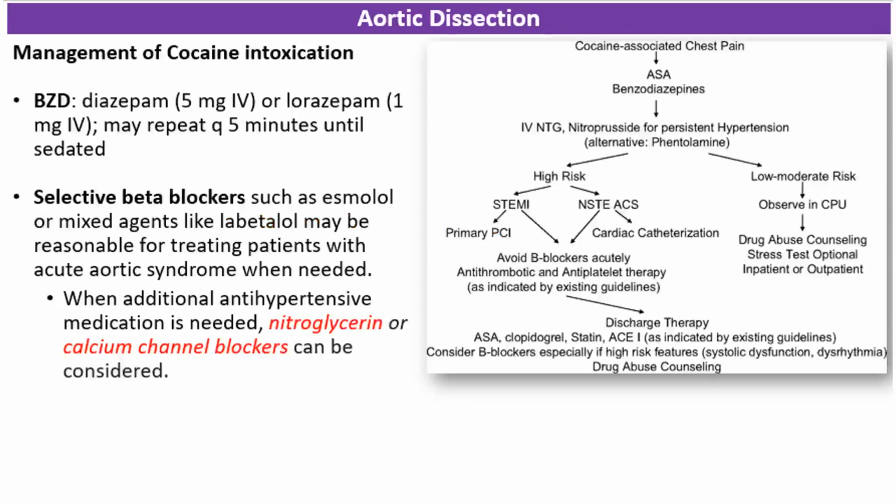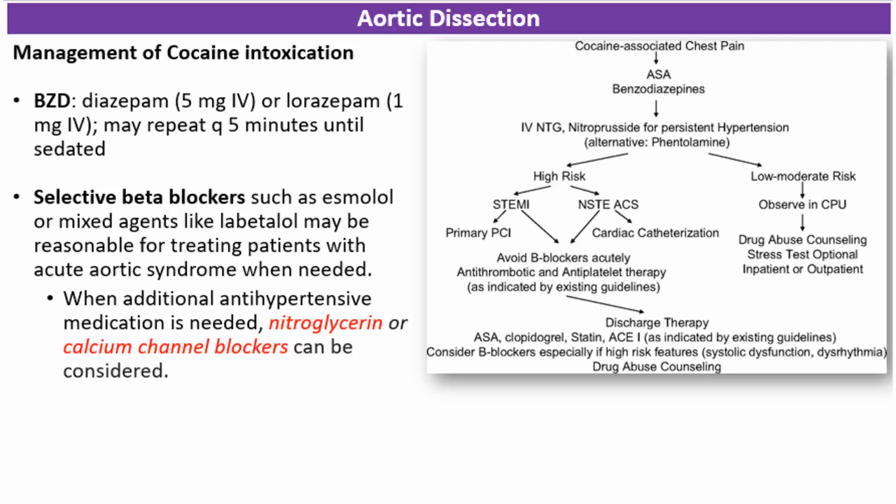Cocaine toxicity results from central monoamine reuptake inhibition and its sodium channel blockade properties. Initial management in patients with acute cocaine toxicity should aim to reverse centrally mediated sympathetic nervous system stimulation. Beta blockers are generally avoided in patients with acute cocaine intoxication as they may lead to unopposed alpha stimulation and worsen the situation, but selective beta blockers such as esmolol or mixed agents such as labetalol may be reasonable for treating patients with acute aortic dissection or other acute aortic syndromes, when needed.